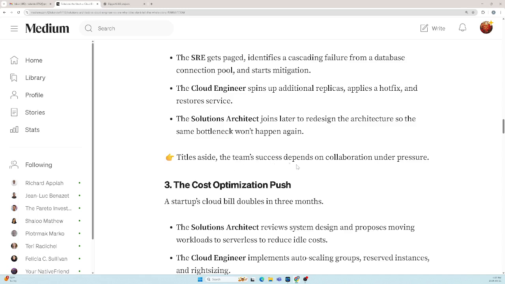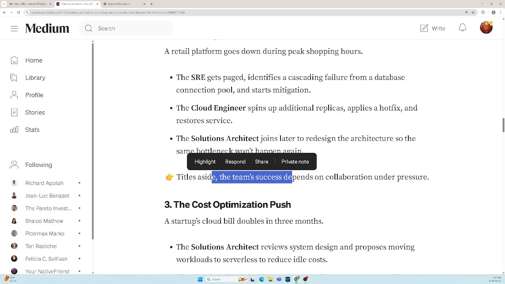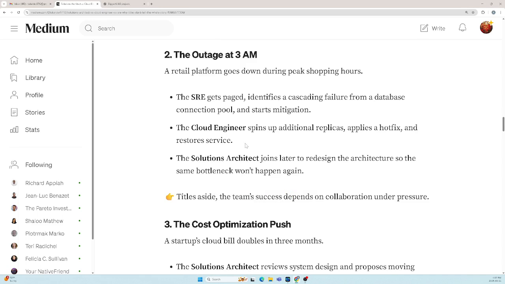The title says that the team's success depends on collaboration. These are very cooperative jobs: solution architect, cloud engineer, SRE, platform engineering, and DevOps teams. This is all kinds of tools, very overlapping.